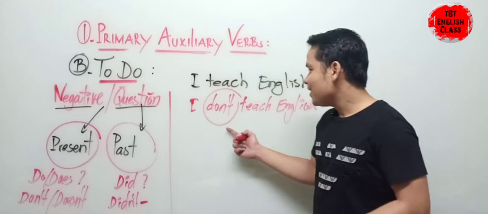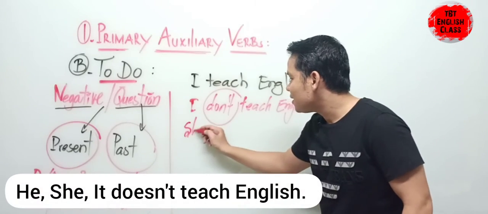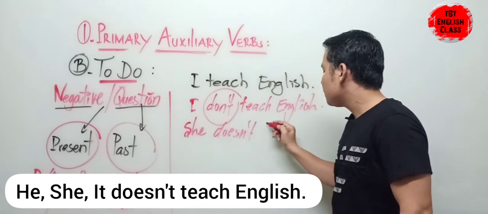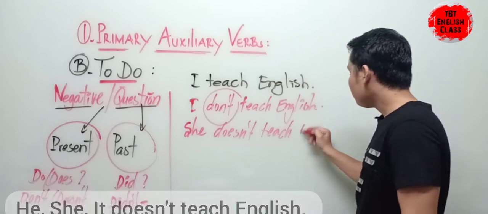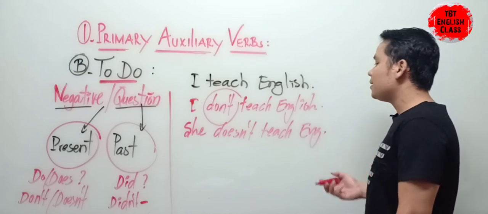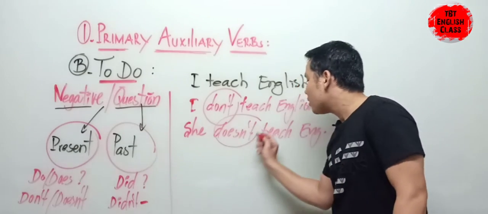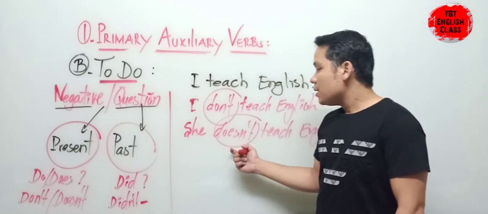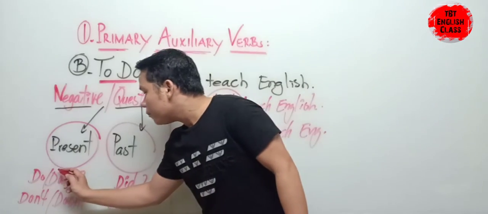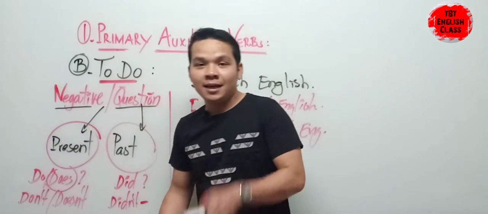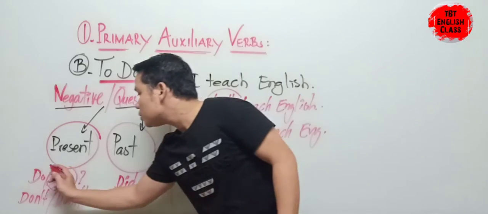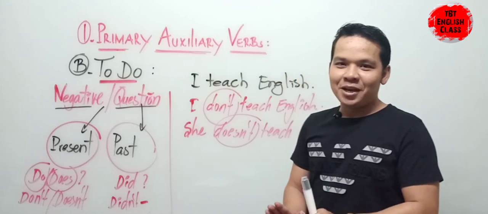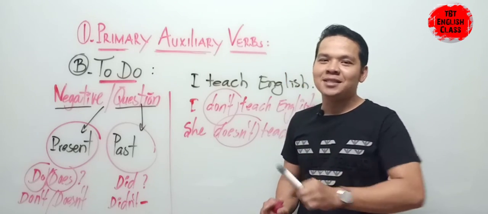You understand? Okay, so I can use subject she, you know, you can say she doesn't teach English. She doesn't teach English. So you can see primary auxiliary verb do plus not, and then main verb teach to become negative. So again, when we use does, we use with subject he, she, it. When we use do with subject I, we, you, they, you know. So yes, we should know how to use do and does with subject as well.